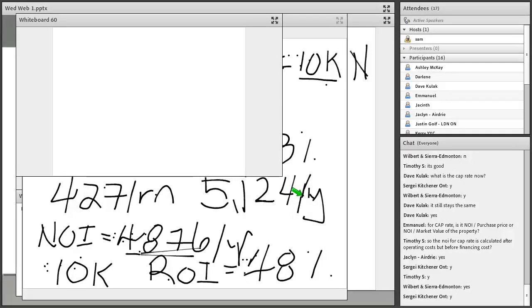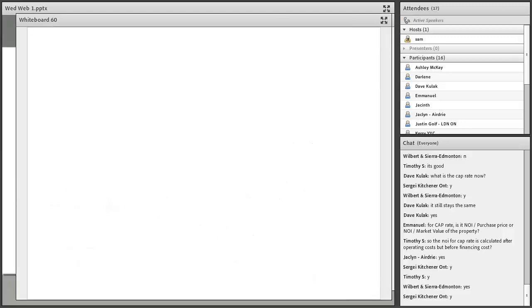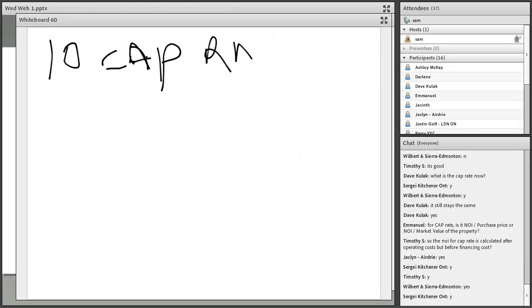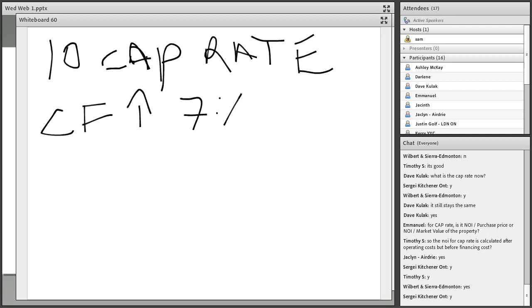The reason it's important for us to get that 10 cap rate is because a 10 cap rate allows us to use creative financing up to 7% and still profit.